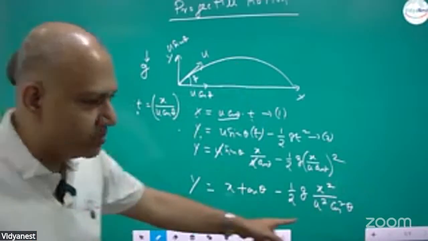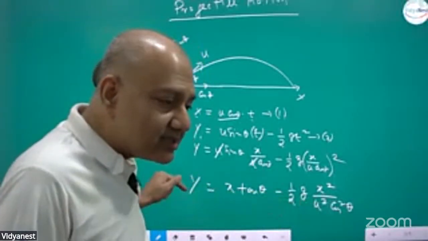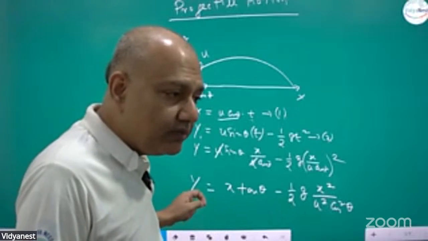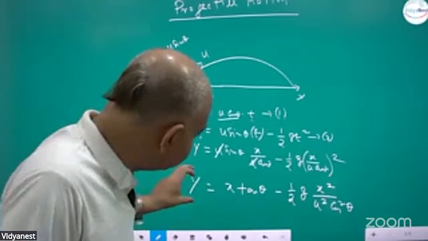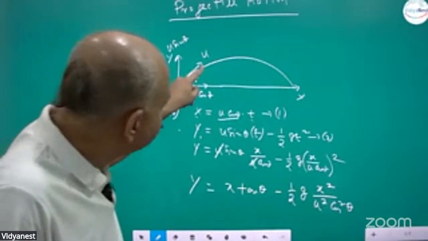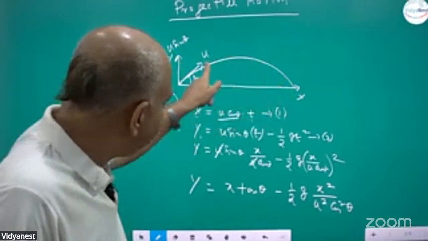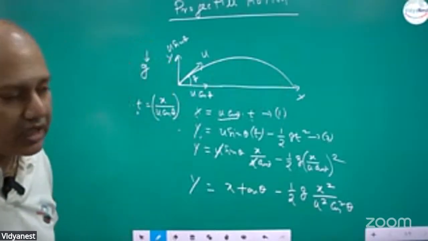See, this is the equation of the trajectory. This is the path through which the particle is moving.